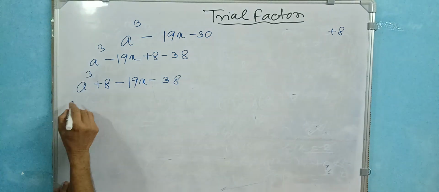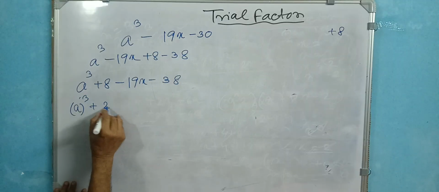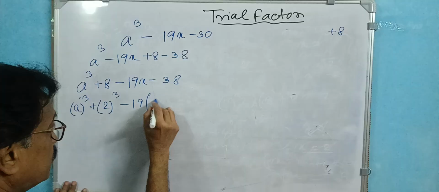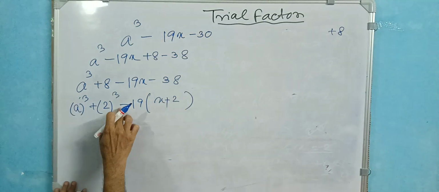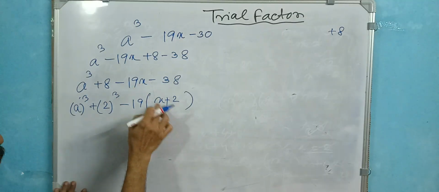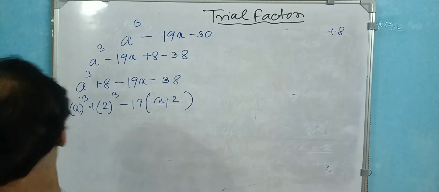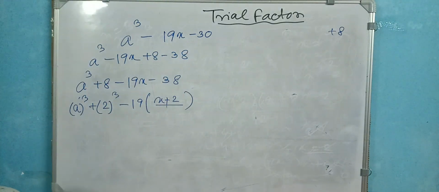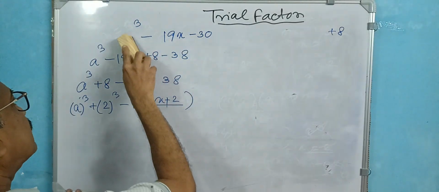Now this is a cube and this is 8, which means 2 cube. Minus 19 is common. So this is x minus 2. Sorry, x plus 2, because minus and minus is plus. So x plus 2 is coming. Here is also x. What is x? No, x. This is a. Okay, this is x.